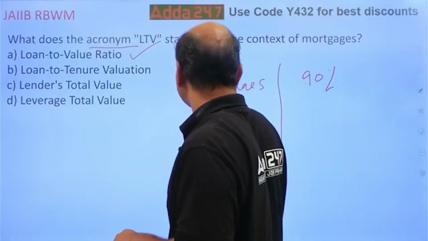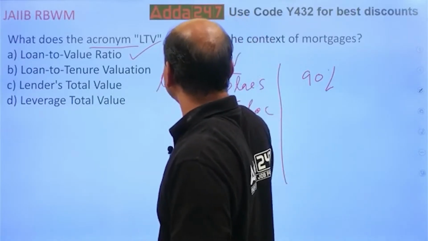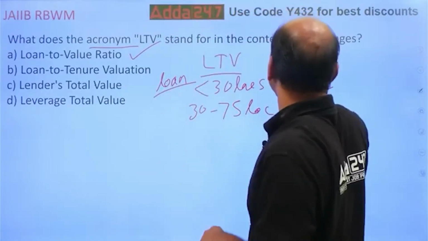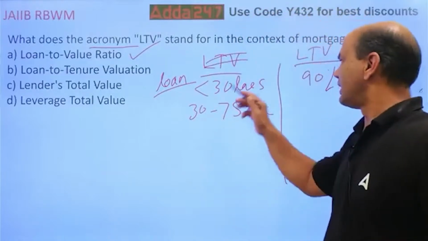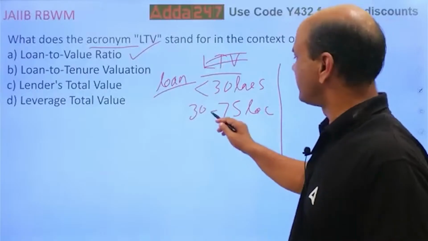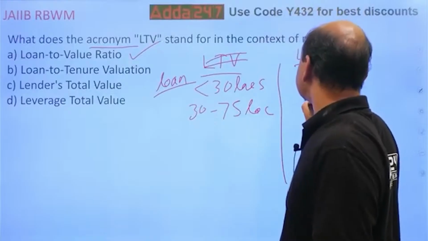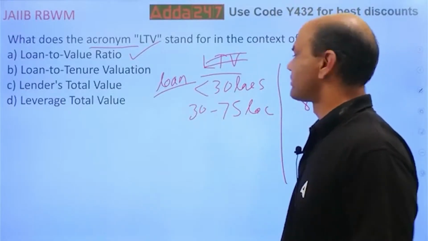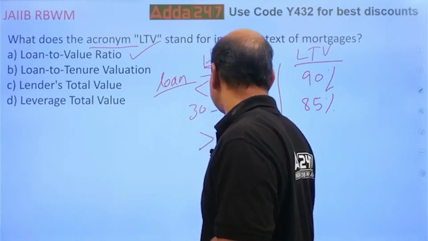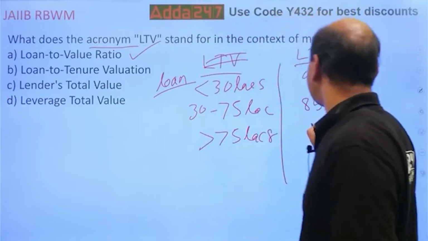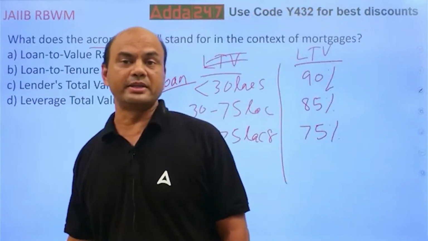For the loan between 30 lakhs to 75 lakhs, I can use the LTV ratio of around 85%. And for the loan above 75 lakhs, I can use the LTV ratio of 75%. These are the LTV ratios given by RBI as a thumb rule to all the banks.